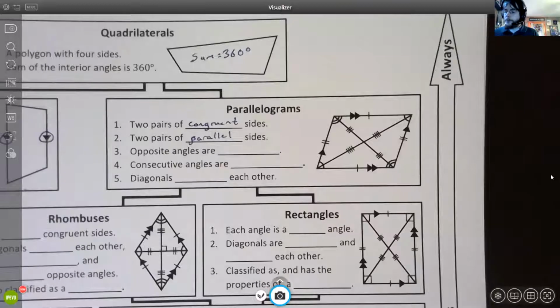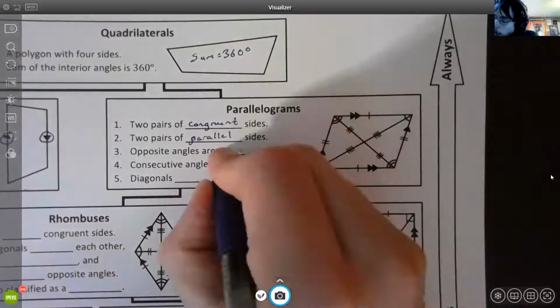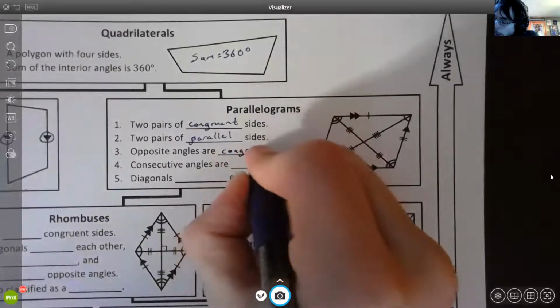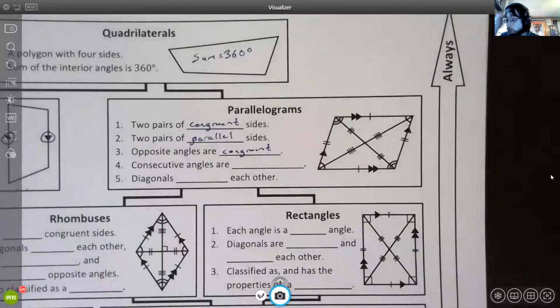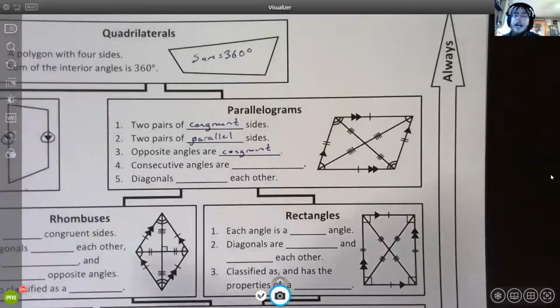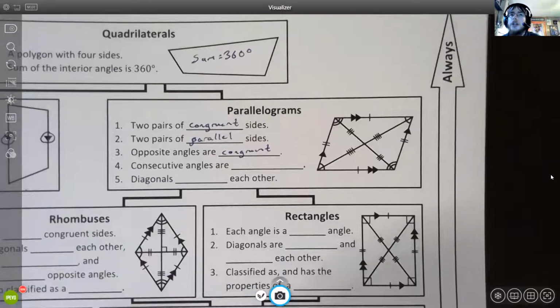So two pairs of congruent and parallel sides. The opposite angles in a parallelogram are congruent, okay? And for opposite angles, when we talk about opposite angles, these are angles that do not touch one another unless they're connected by a diagonal.